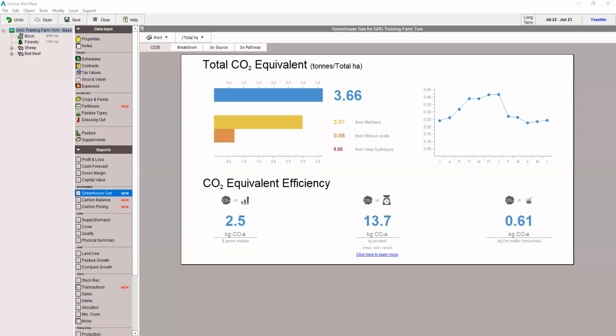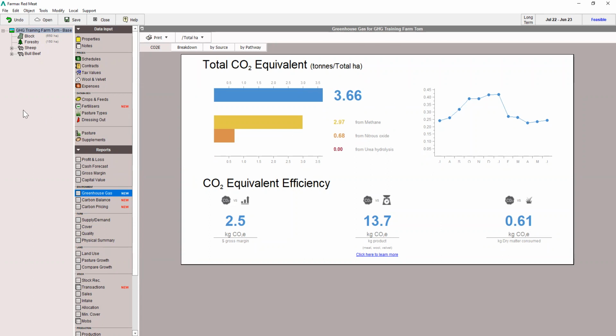Farmax Red Meat and Farmax Dairy have a few different greenhouse gas reports that farmers and rural professionals can use to better understand the greenhouse gas emission profile for a particular farm. If we look on this farm, we've got our main greenhouse gas report here, which actually exists at multiple different levels within Farmax. So for this particular farm, I can see that the CO2 equivalent greenhouse gas emissions are about 3.66 tonne per total hectare.